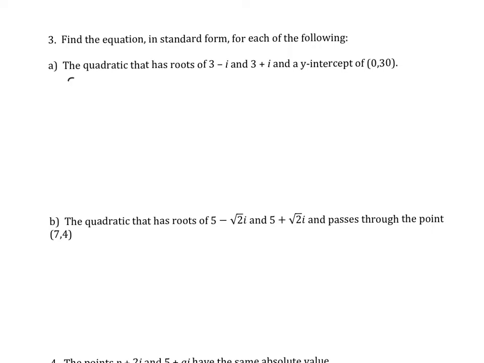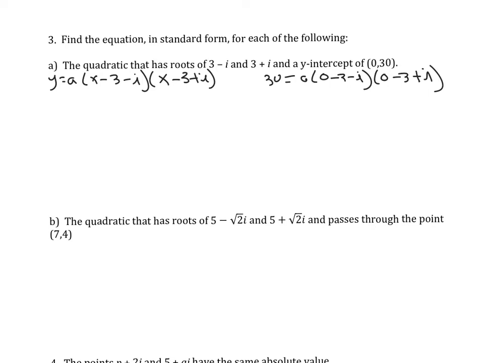Alright, so we know we're going to have an equation of the form a times x minus 3 minus i times x minus 3 plus i. This is the general case, y is equal to that. We also know that when y is 30, we get a times 0 minus 3 minus i times 0 minus 3 plus i.